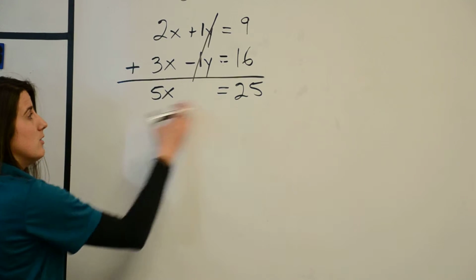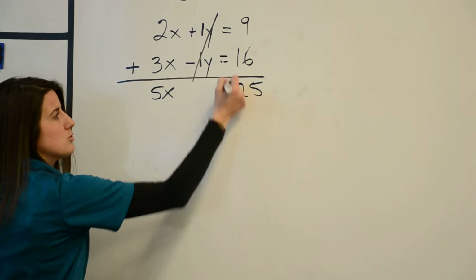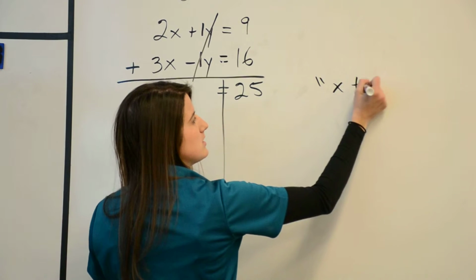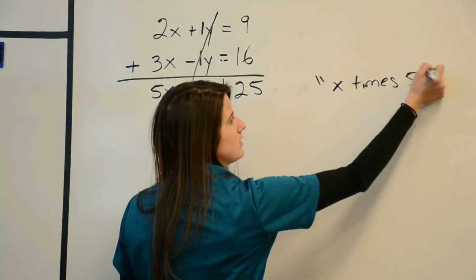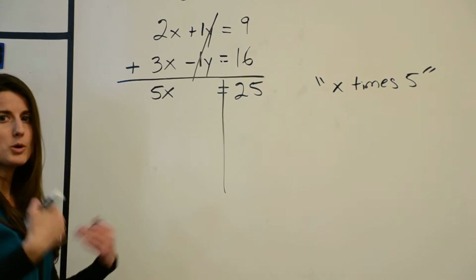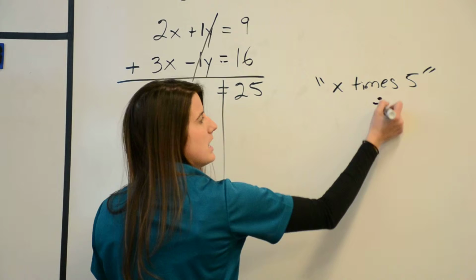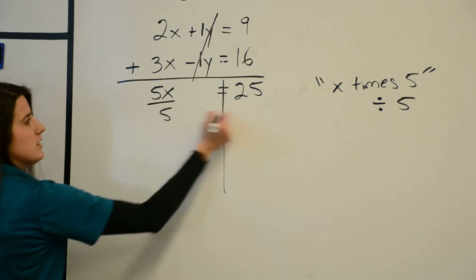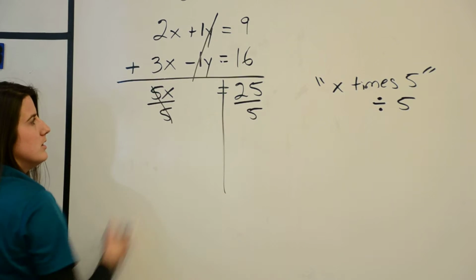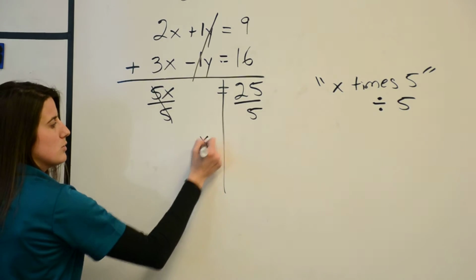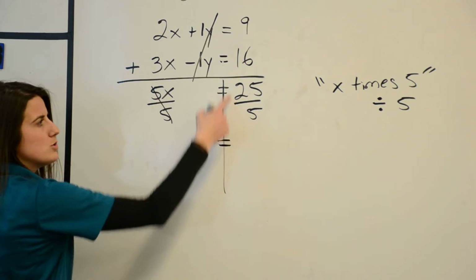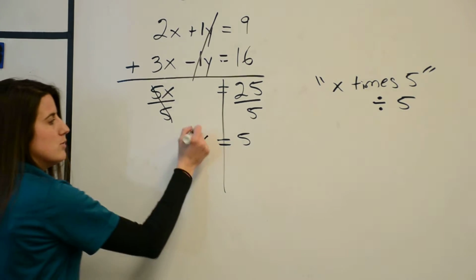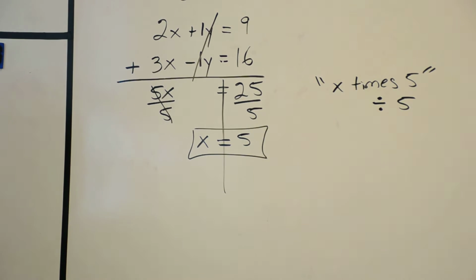So from here now I can solve for x. So you draw your line, and you can read it as x times 5. And you want to work backwards. So the opposite of times is divide by 5. So I divide this side by 5, divide this side by 5. 5 divided by 5 cancels, or gives you 1. x equals 25 divided by 5 will give you 5. So now you have found that x equals 5.